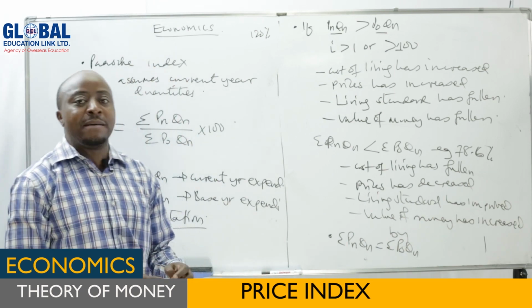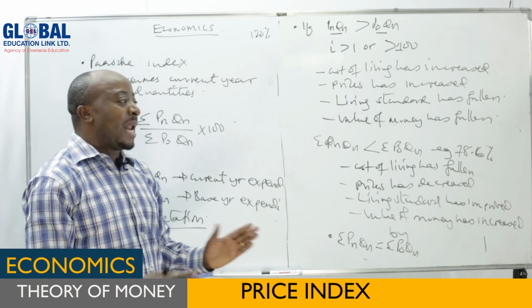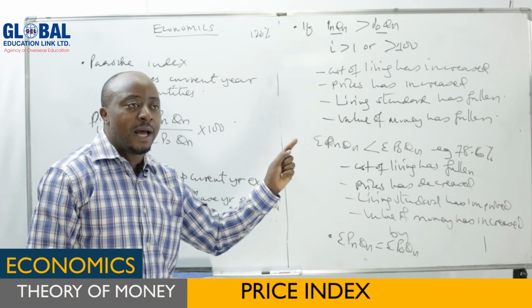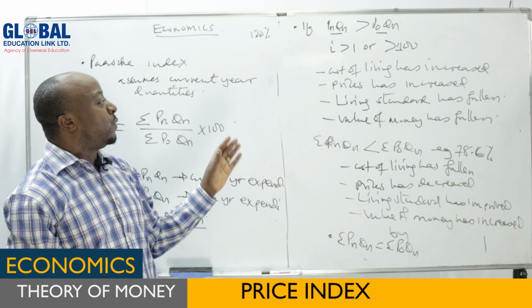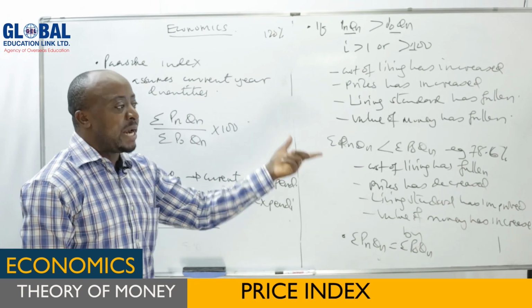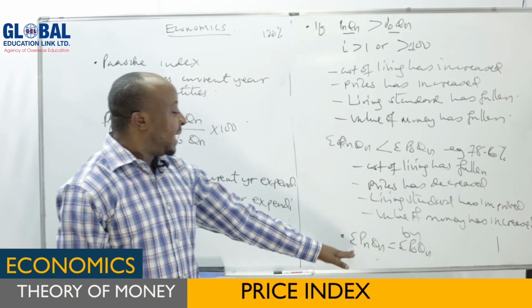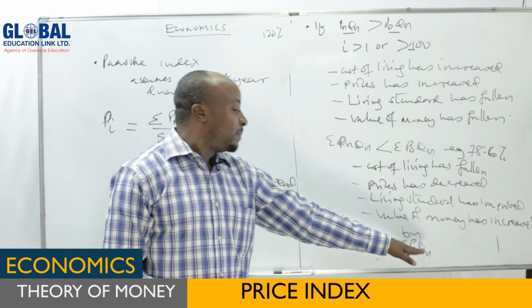It means expenditure in the base year is equal to the expenditure in the current year. They are equal. Now, if they are equal, you get the answer 1 or 100. If you don't multiply by 100, you will get 1. If you multiply by 100, it will be 100. So if you get 1 or 100, this implies that the expenditure in the current year is equal to expenditure in the base year.